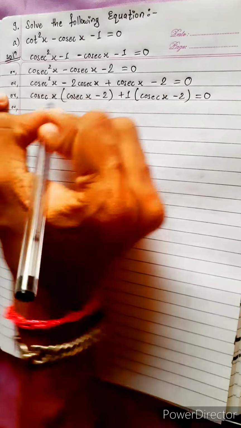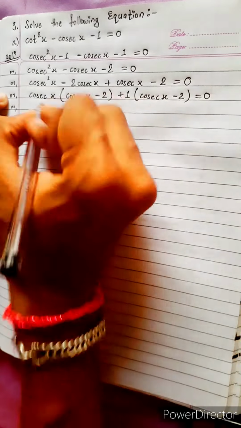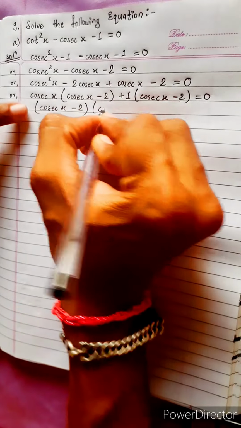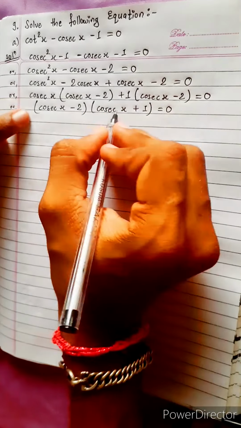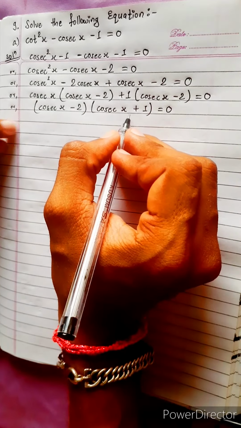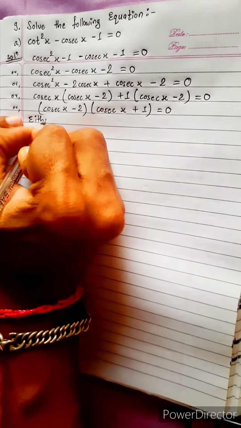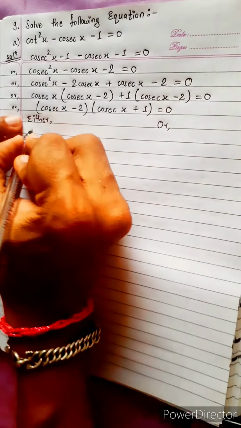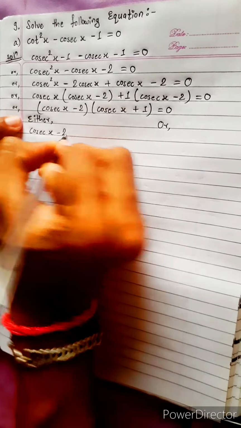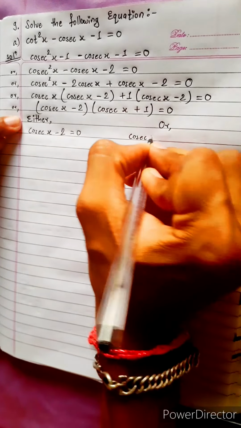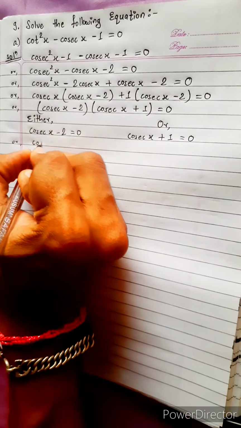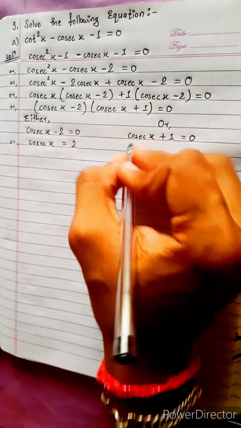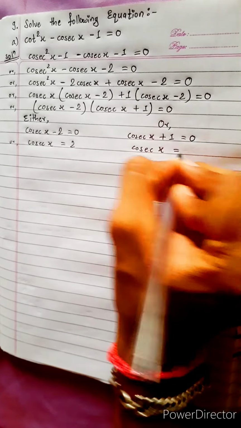Now, this is clearly seen. These two are common. So take it. This is common, and remaining cosec x plus 1. And remaining is this. After that, we can do either this or this. Cosec x minus 2 equal to 0. Cosec x plus 1 equal to 0. Then do one thing. Cosec x equals 2. Cosec x equal to minus 1.